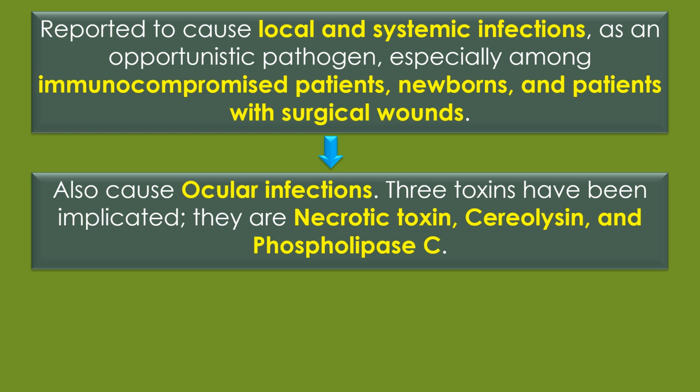Three toxins have been implicated. They are necrotic toxin, which is a heat labile enterotoxin. Second one is cereulide. Cereulide is a potent hemolysin which is named after the species. And finally, the phospholipase C, a potent lecithinase.